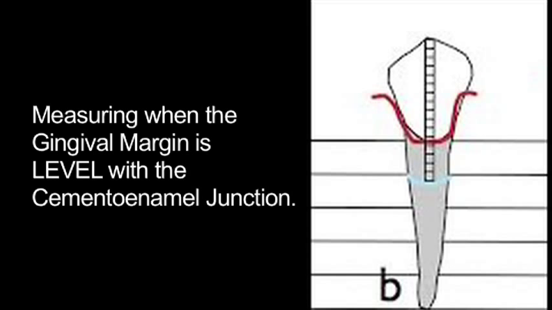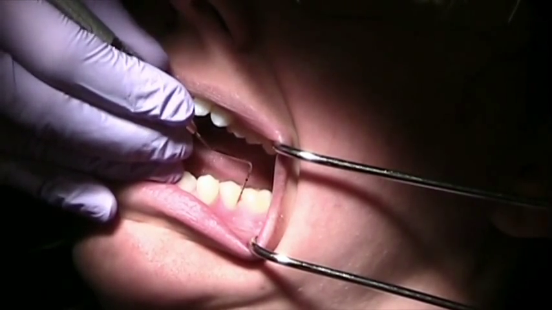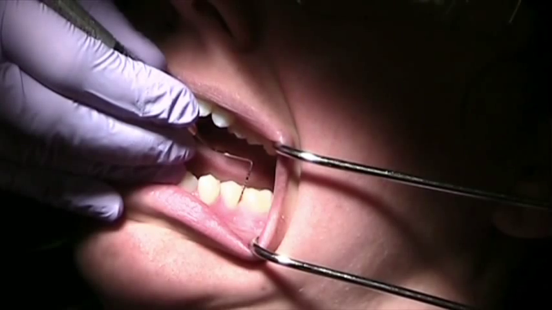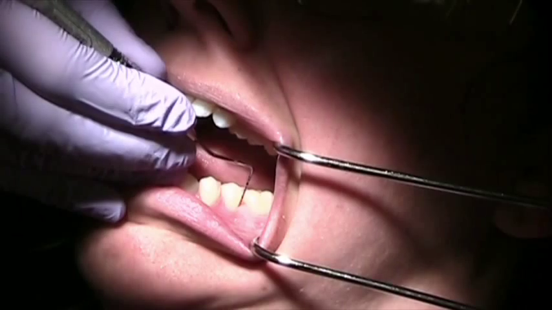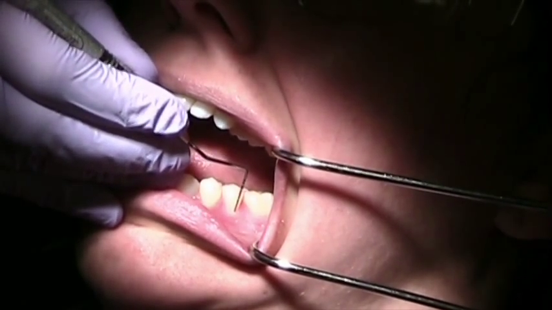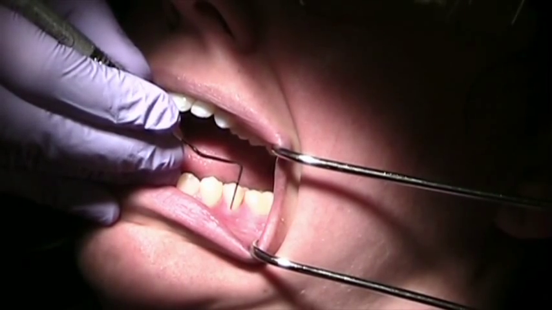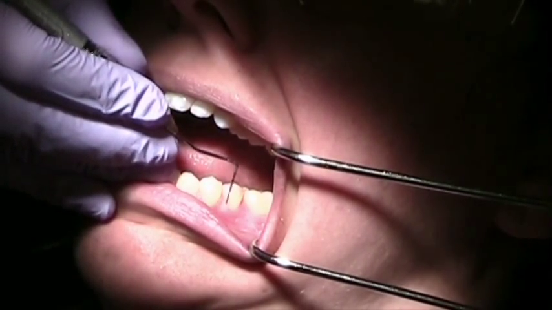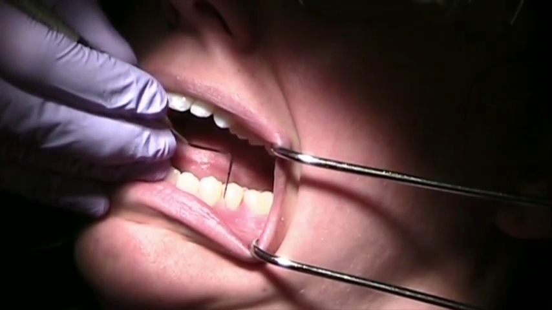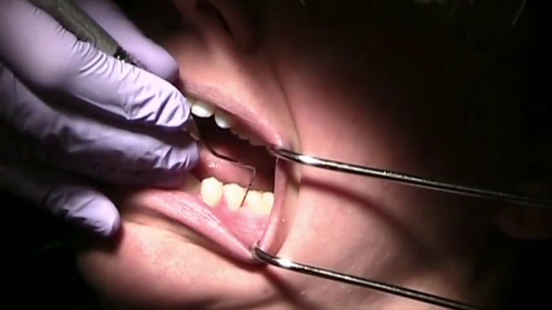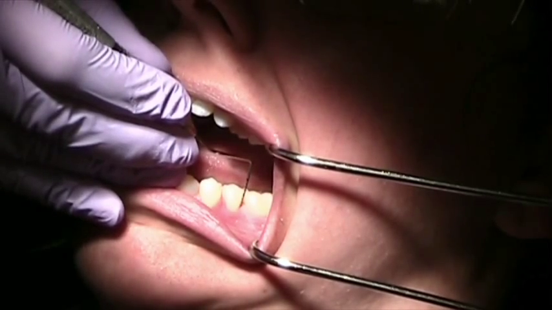with the cemento-enamel junction. We'll first record the probing depth. The probing depth measures from the base of the sulcus or pocket to the gingival margin. On this tooth, the probing depth is 2-1-2. Now the clinician is feeling with the CEJ with the tip of the probe to measure from the CEJ to the gingival margin.